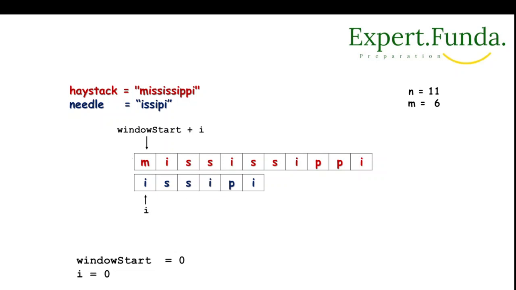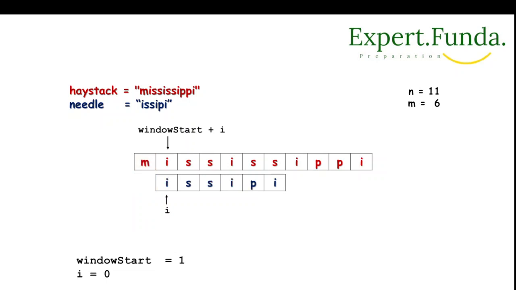So what we are doing here is we will start from the window start plus I, right? Where window start is nothing but 0, and I is 0, right? So both we are starting from the same place. Now we'll start from this one, m and I, right? It is not matching, so window start, we'll do plus plus, and I will remain at the same.